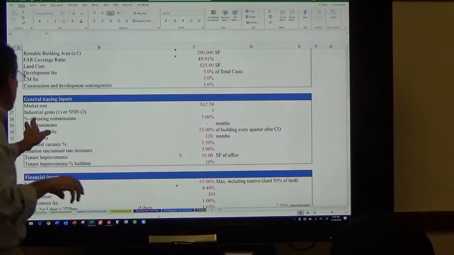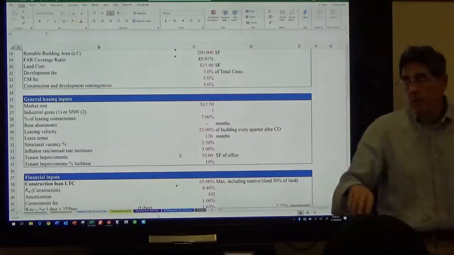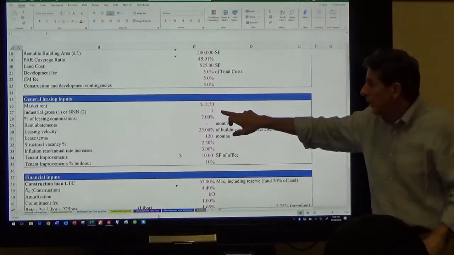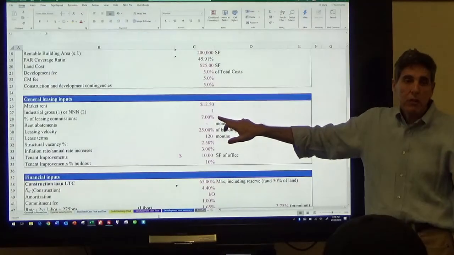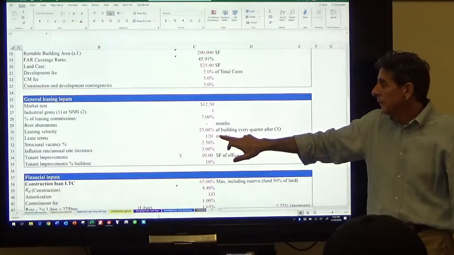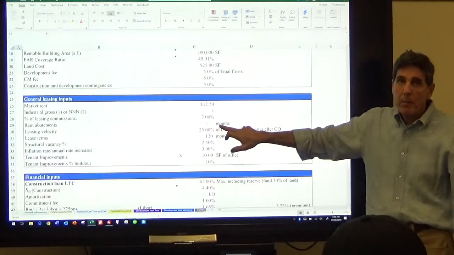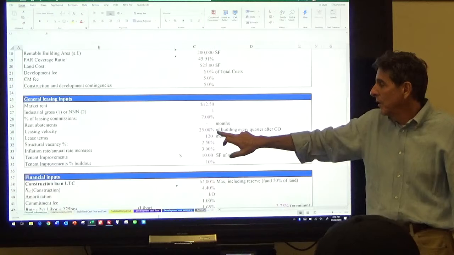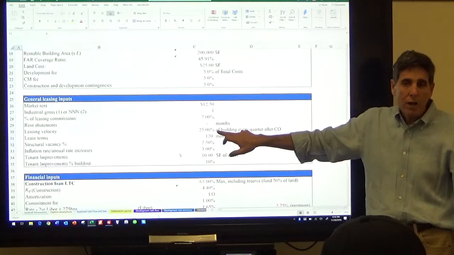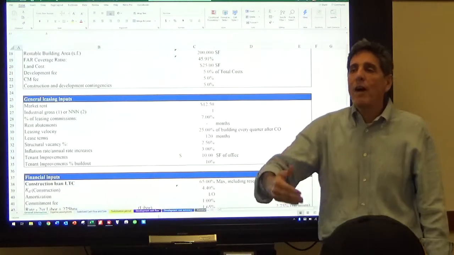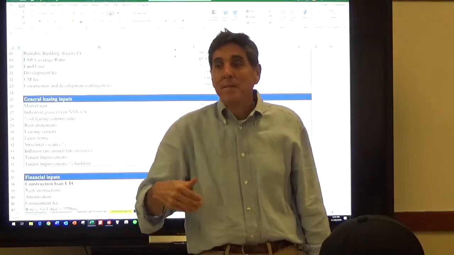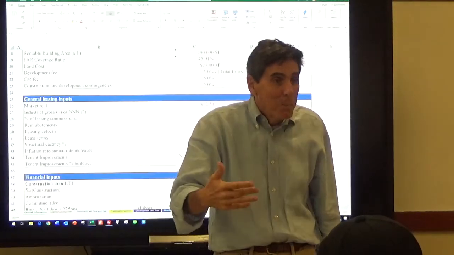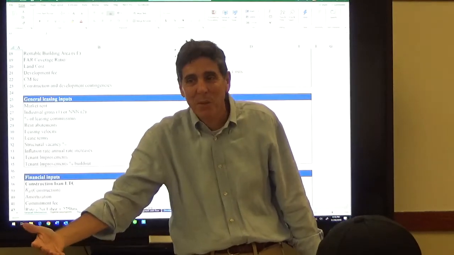There's a series of assumptions related to the revenue stream. What's the market rent? Is it gross or net? So what's the structure? What are the leasing commissions? Are there any rent abatements? I didn't have any here. What's my leasing velocity? I made this case very simple. We're leasing 25% of the building every quarter. What does that tell you? Over a 1-year period, we're going to fully stabilize the building, okay?